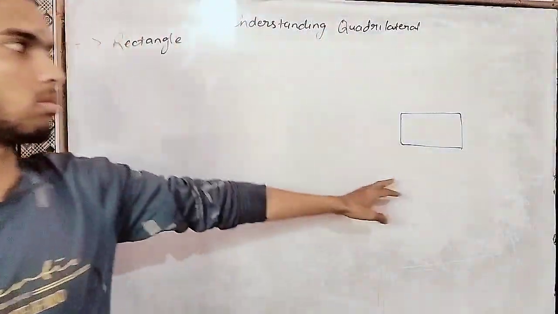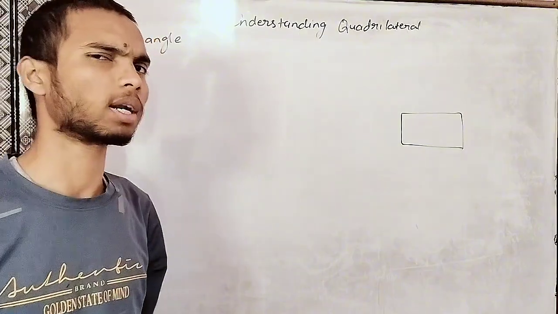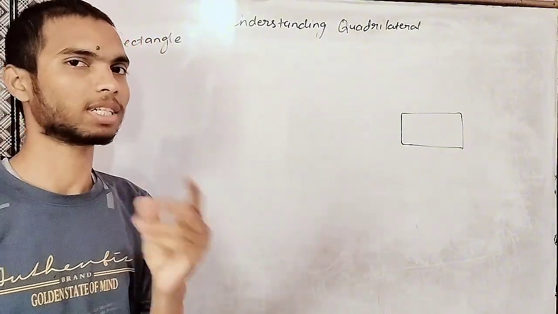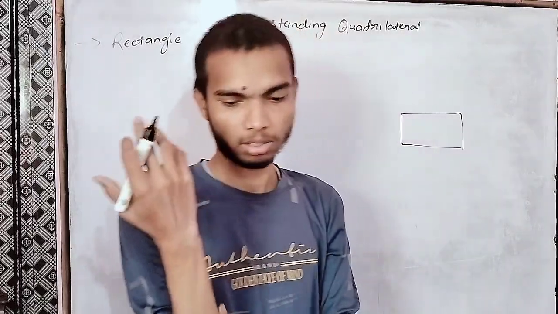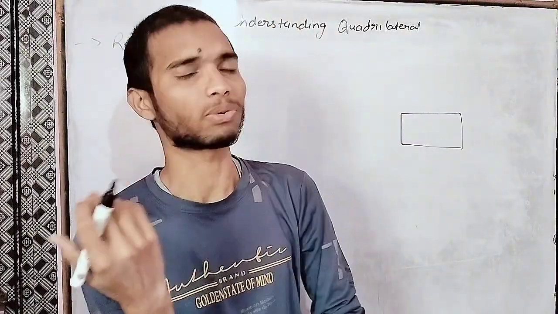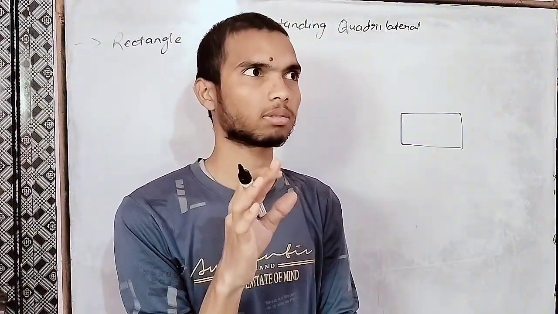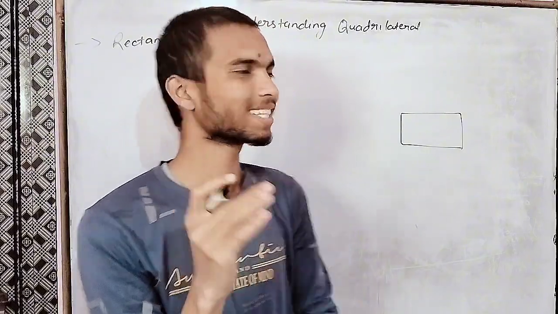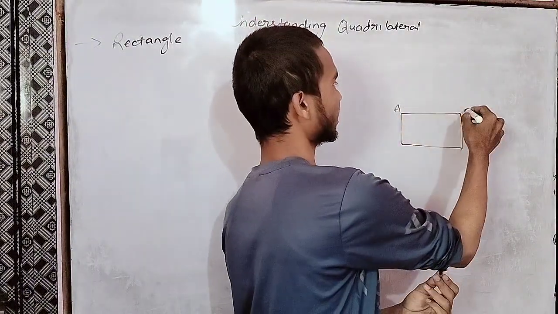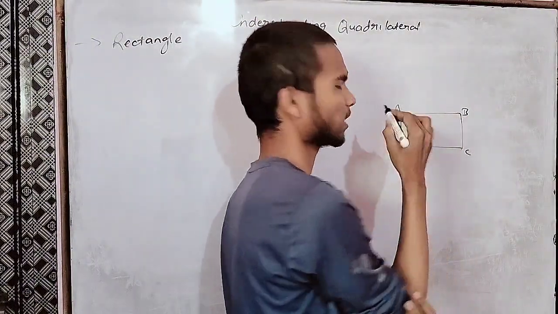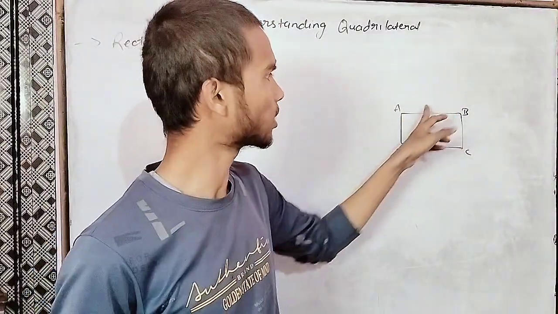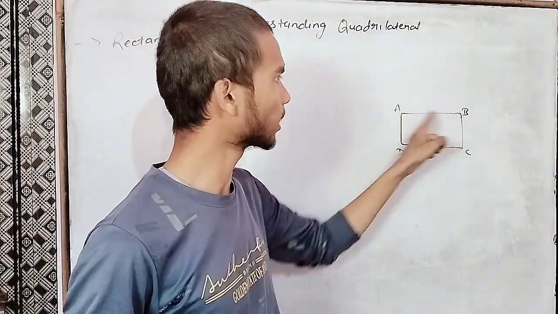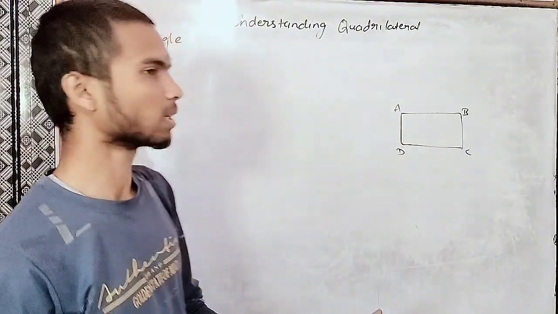Can we say this is a quadrilateral or not? Yes, we can say this is a quadrilateral. A quadrilateral has four sides, four angles, and four vertices. Let's name it A, B, C, D. Vertex, four; side, four; angle, four. This was just revision.